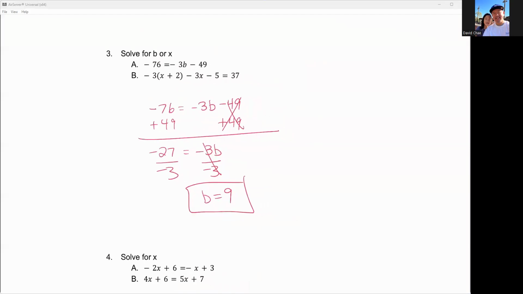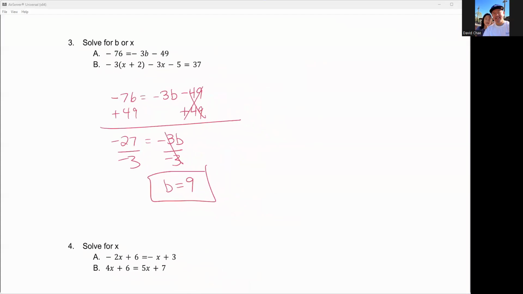Right? Letter B is, use distributive property, it'd be negative 3x minus 6 minus 3x minus 5 is equal to 37.